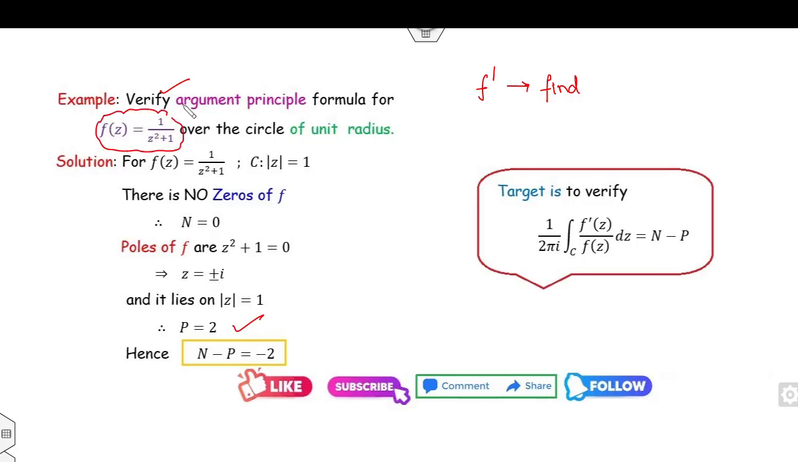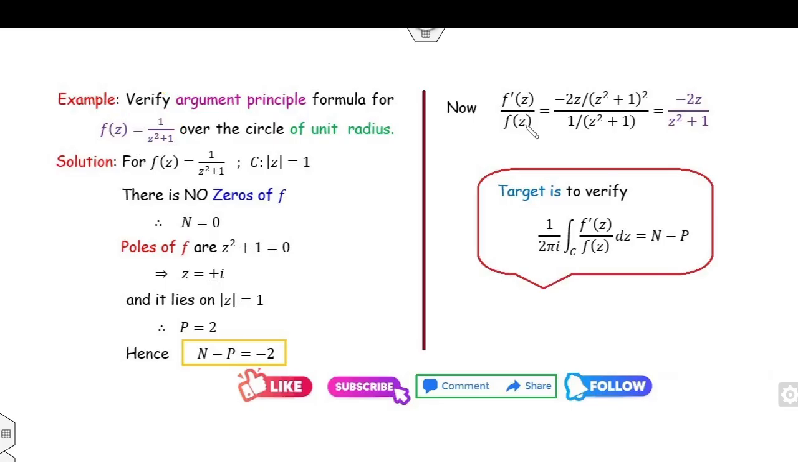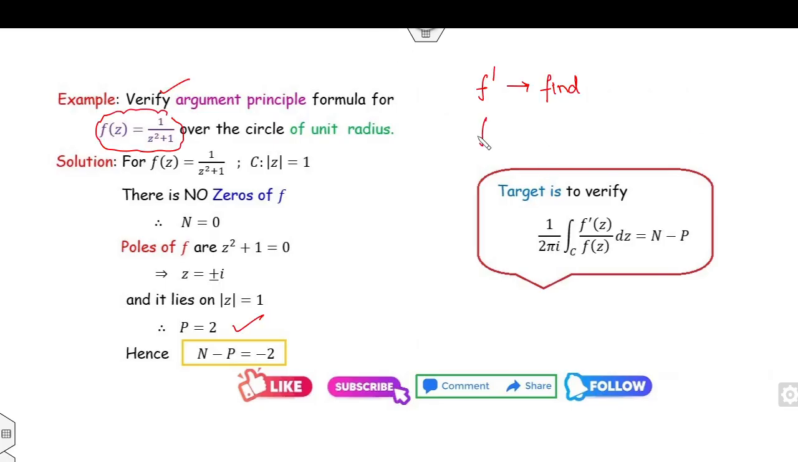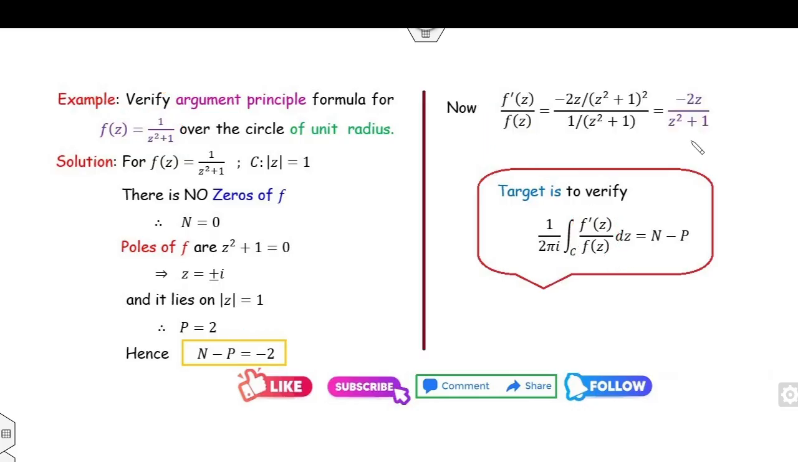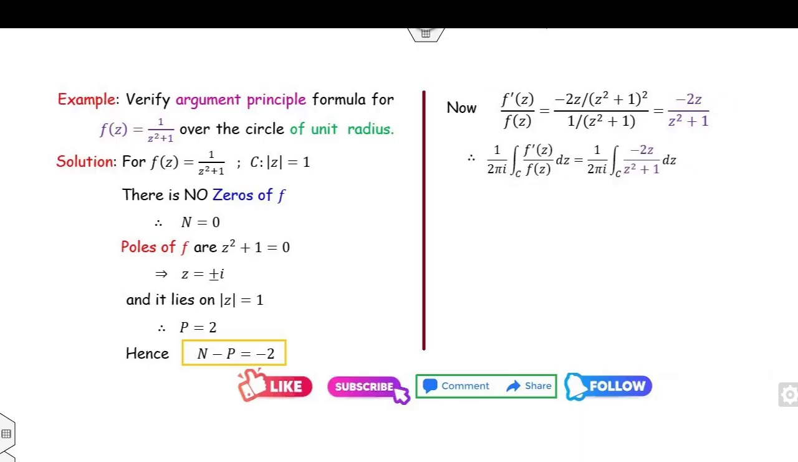It's quite easy. You can apply the product rule. f dash over f, I can find the value of f dash. It is z square plus 1 of whole square, minus of 2z. Now I can substitute the values of f dash and f in the left hand side. Now you can integrate over the curve C. How can you integrate that? It is again very simple.